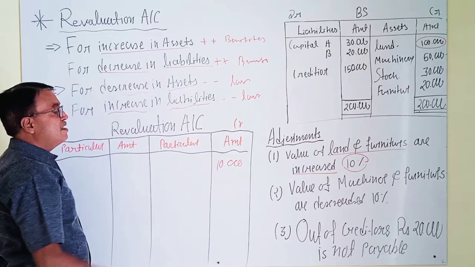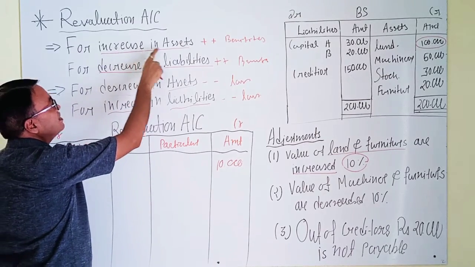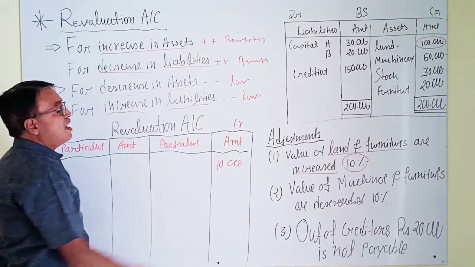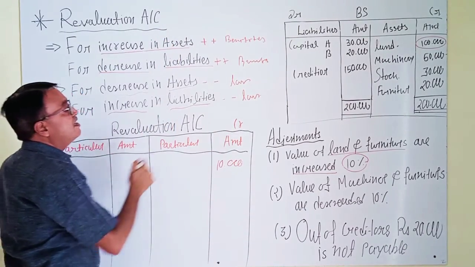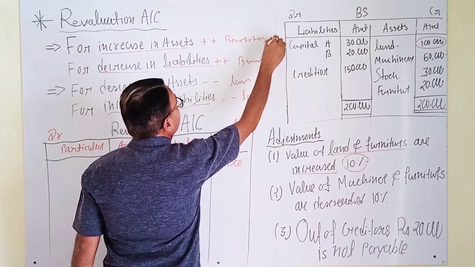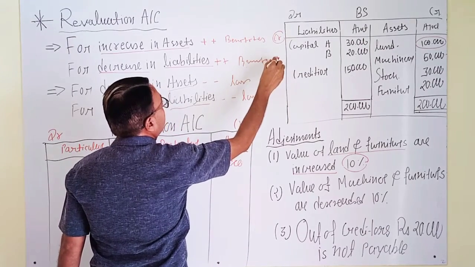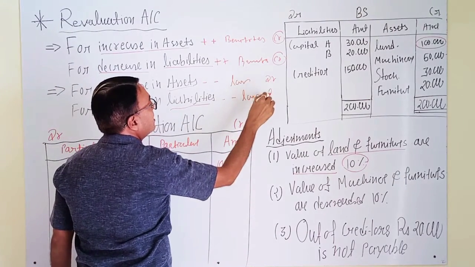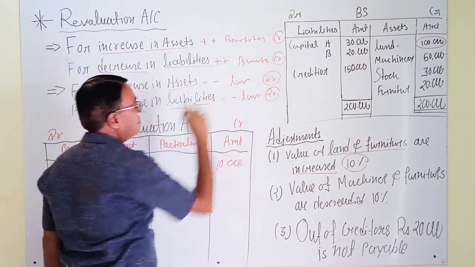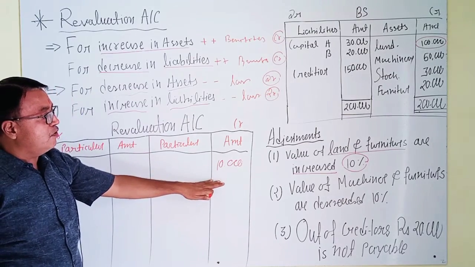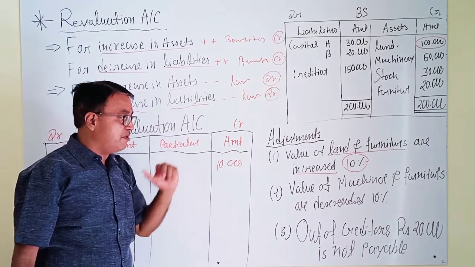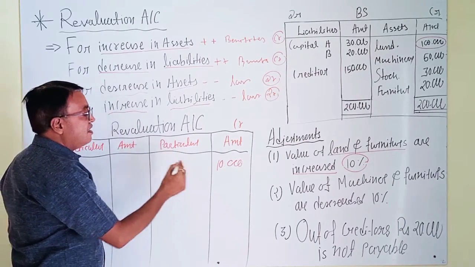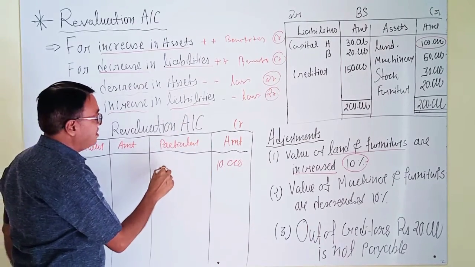It's a benefit, and any type of increase in assets is a benefit. All types of benefits are recorded on the credit side. Now I will write here credit side for benefit, and any type of loss is always on the debit side. 10,000 value of land is increased, so it's a benefit. Then here I have 10,000 and the name of the asset is given here, land.